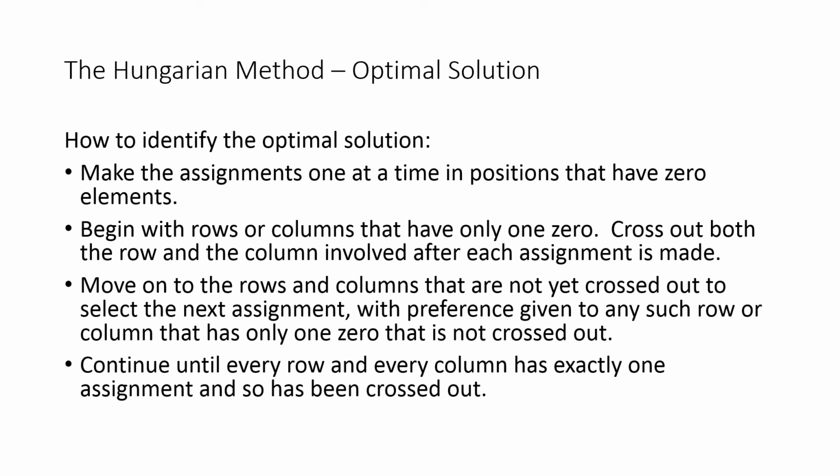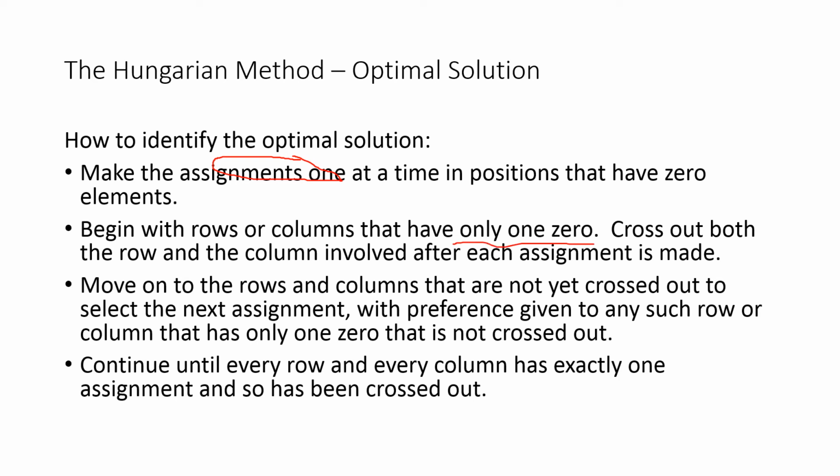So how do you locate the optimal solution? It says make the assignment, the mapping, one at a time in positions that have zero elements. So you only allocate where there are zeros inside the matrix. Begin with rows or columns that have only one zero. So try to locate a row or a column that has only one zero in it. If you can find that, then make the allocation there and then cross out the row and column involved.